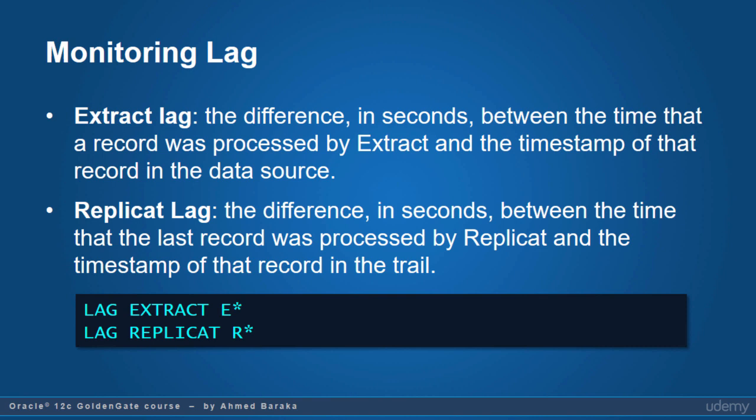The replicat lag is the time between when the last record was processed by the replicat and the timestamp of that record in the trail. The first example in the slide is showing you how to use the LAG command to display the lag information of the extract process whose name starts with E. The second example is a command that displays the lag information of replicat processes whose group names start with R.